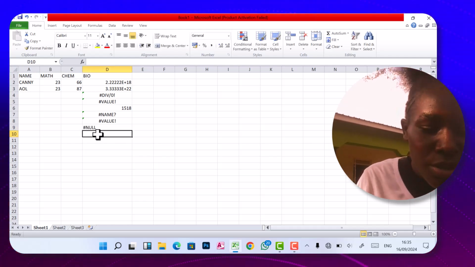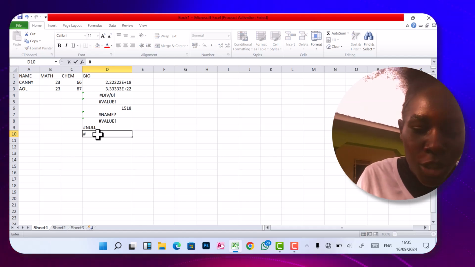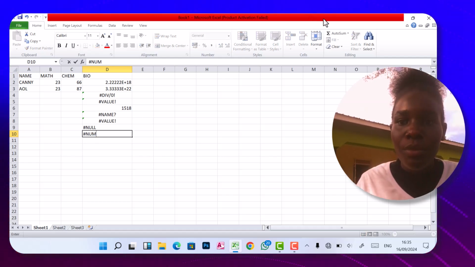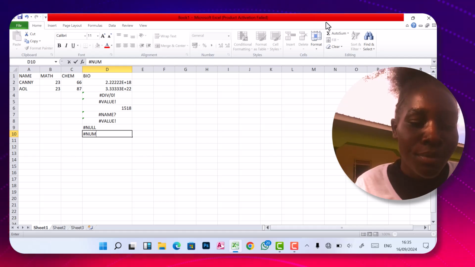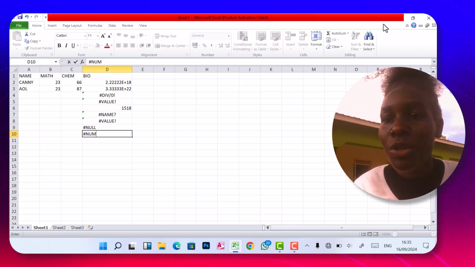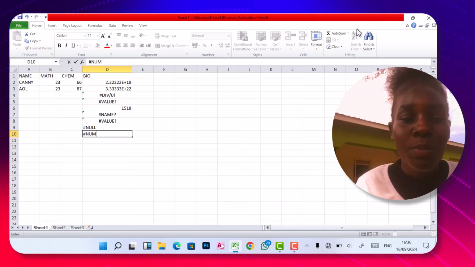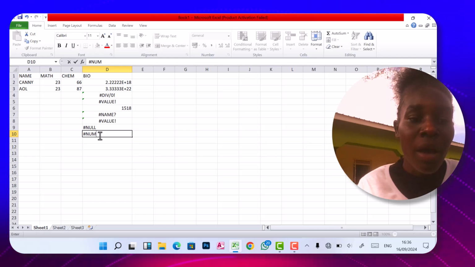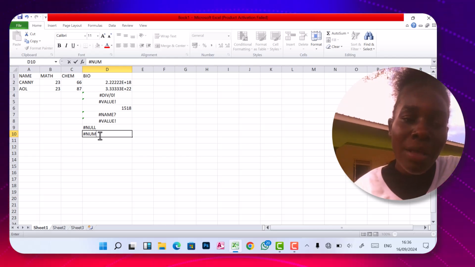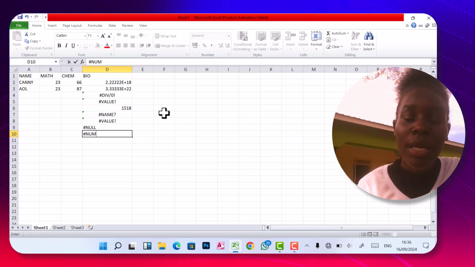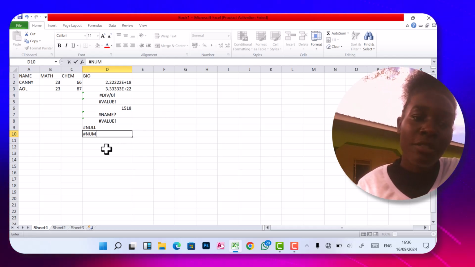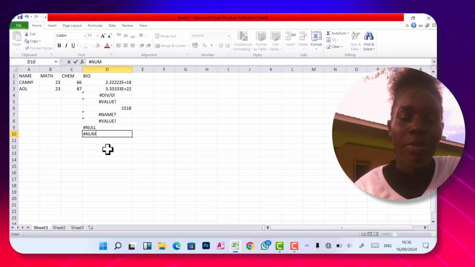Then there is also this error, which is hash num. It occurs when the formula contains invalid numerical data or calculations, meaning that in what you placed in this formula, you fixed some commas or multiplications or subtractions, operations which are not necessary. So you're supposed to rectify it and first check through if the formula you've placed is correct.